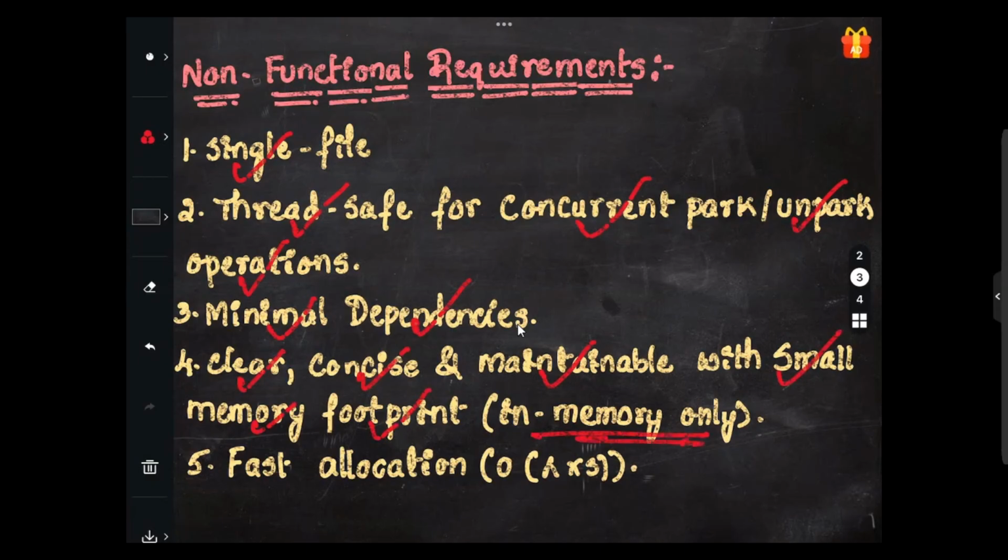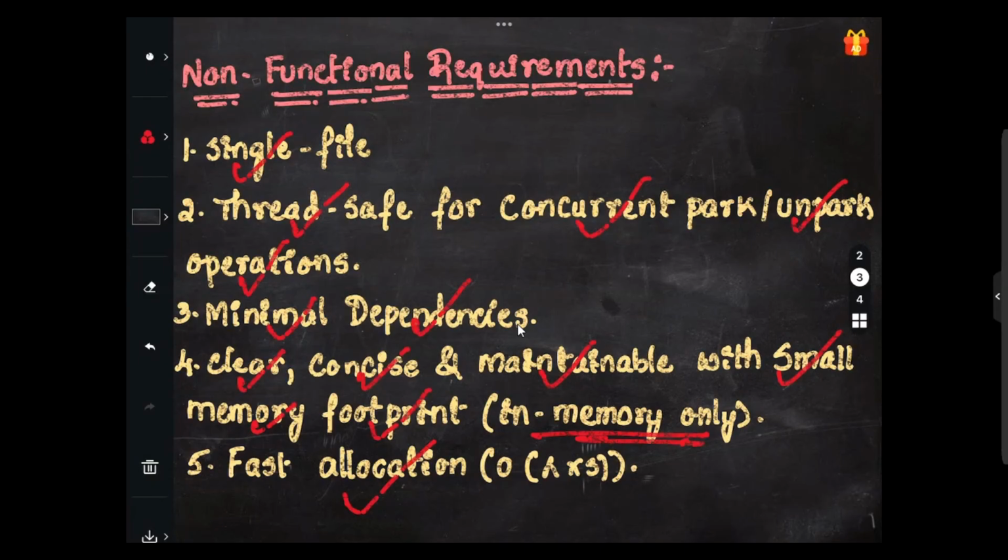And here we should be able to go with fast allocation, meaning big O of L times S in the worst case, right? Worst case in the sense where L is equivalent to the levels and S is equivalent to the slots per level. This is acceptable as we are just going with the demo code, right? So this is fine.